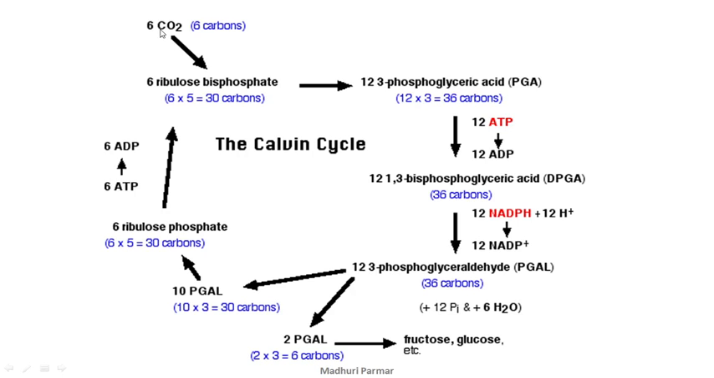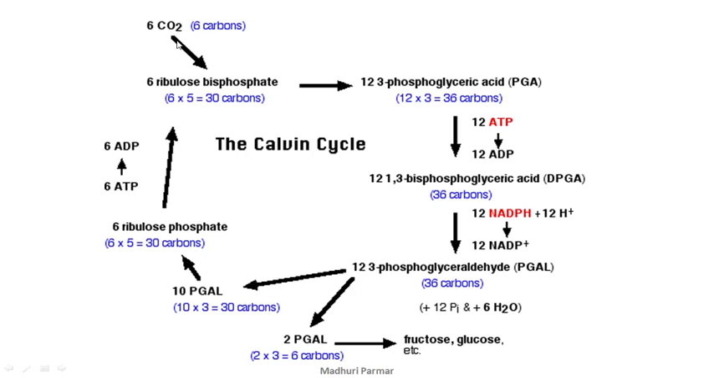This 6 CO2 will be added to ribulose bisphosphate. Ribulose bisphosphate is a 5 carbon compound. So it has a total of 30 carbons because there are 6 molecules of ribulose bisphosphate. So 6 into 5, 30 carbons. 6 plus 30 carbons will give you 36 carbons. Clear? Fine. Let us just focus on the molecules now.